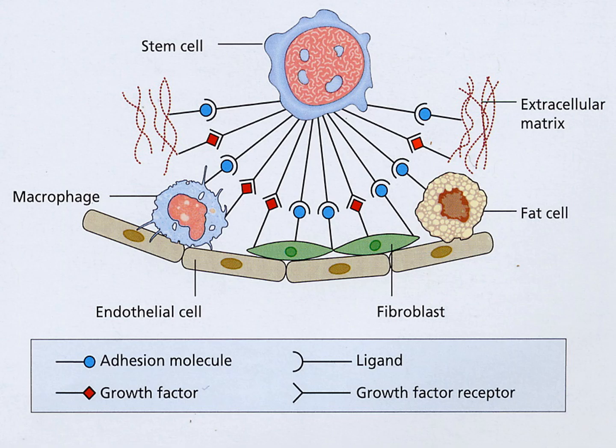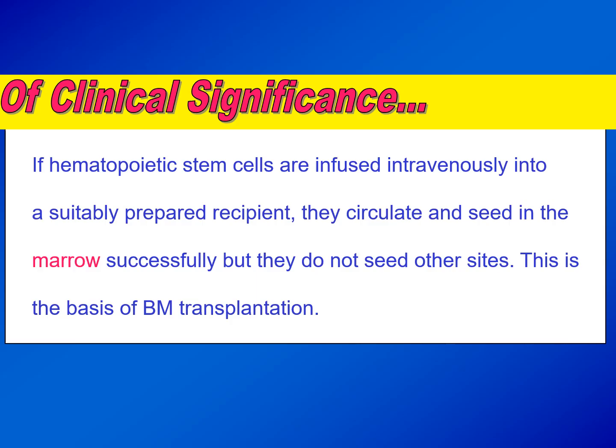This diagram shows the interaction of the stem cell with the macrophage, the fibroblasts, fat cells, and the extracellular matrix. And this interaction together with the growth factors results in the proliferation of the stem cells. If hemopoietic stem cells are infused intravenously into a suitably prepared recipient, they circulate and they will seed in the marrow successfully, but they do not seed other sites. This is the basis of bone marrow transplantation.